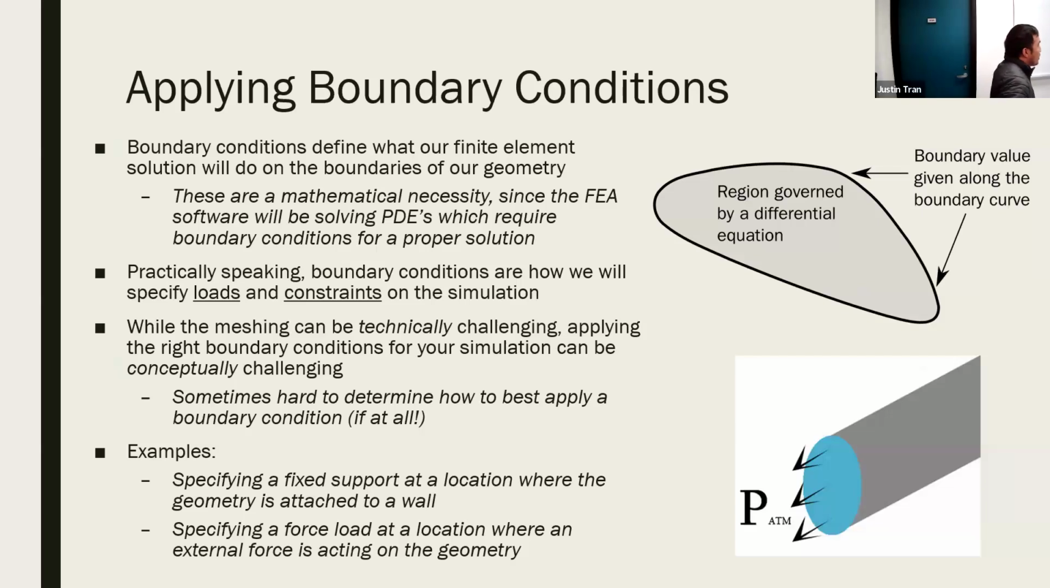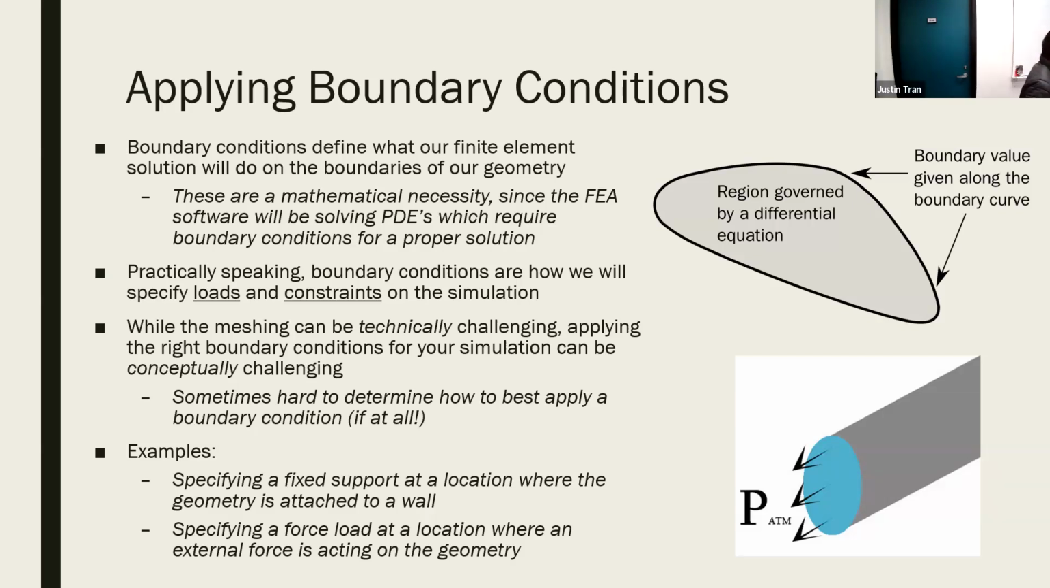Okay, next we have the boundary conditions. So boundary conditions are what I described as external effects on your geometry. Okay. The important thing to remember with finite elements is that you're simulating a real-life object with real-life loads and effects, and so you need to incorporate those mathematically onto your model. The way you do that is through boundary conditions. Okay. So we're going to talk about two main types of boundary conditions. The first being loads, and the other being constraints.